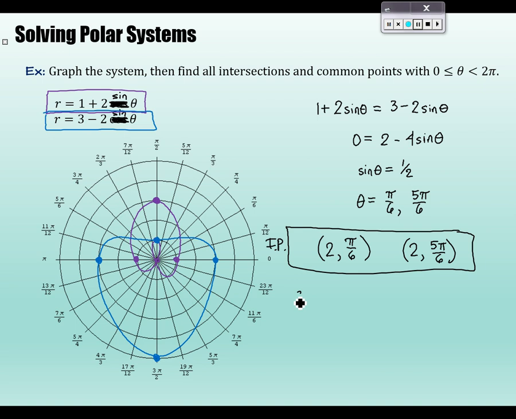And so that other common point, how do you want to name that? There are an infinite number of ways of naming polar coordinates, but how about 1 comma pi over 2.